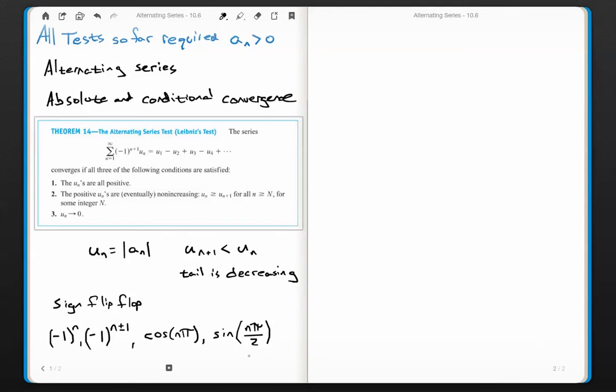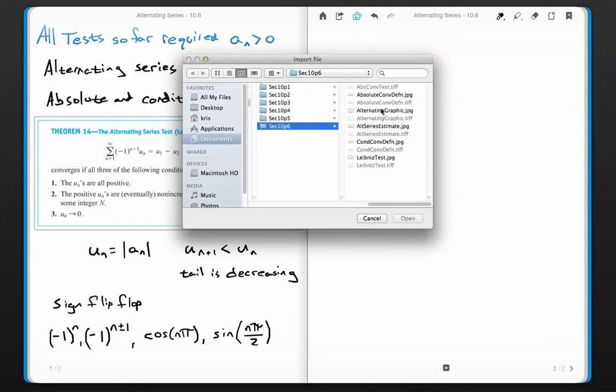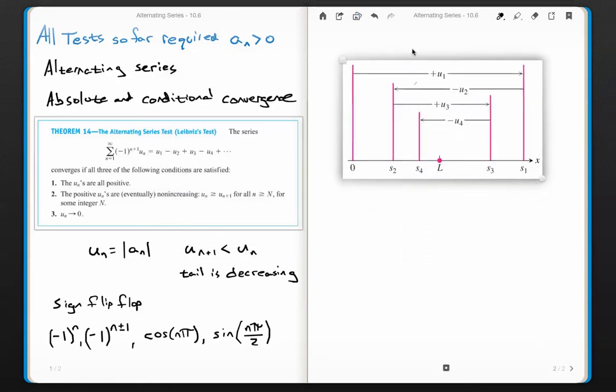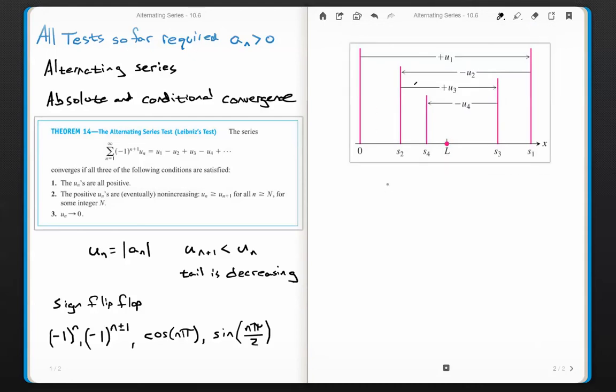All right. So it says it converges here, and I think there's a really cool graphic that shows this really well. I'm going to stick that in here. 10.6, we're looking for this alternating graphic. So why does this guarantee to converge? Let's take a look at this thing here. I think this is really cool. That's as high as I can get it.